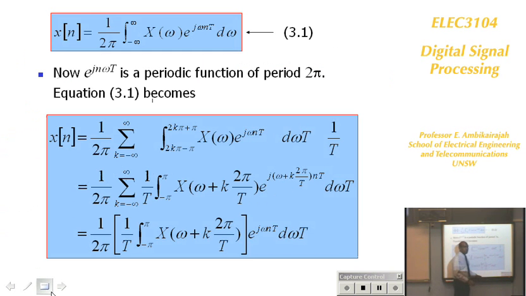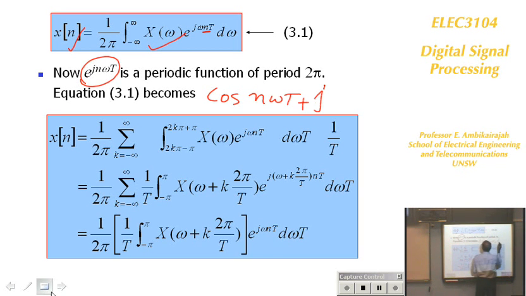So let's rewrite that equation and we just do some derivation. So I got that equation and I write this one. Now I replace t by nT. You will find e to the j n omega T. e to the j n omega T is a cosine function. If you look at this one, this will be cos n omega T plus j sine n omega T.